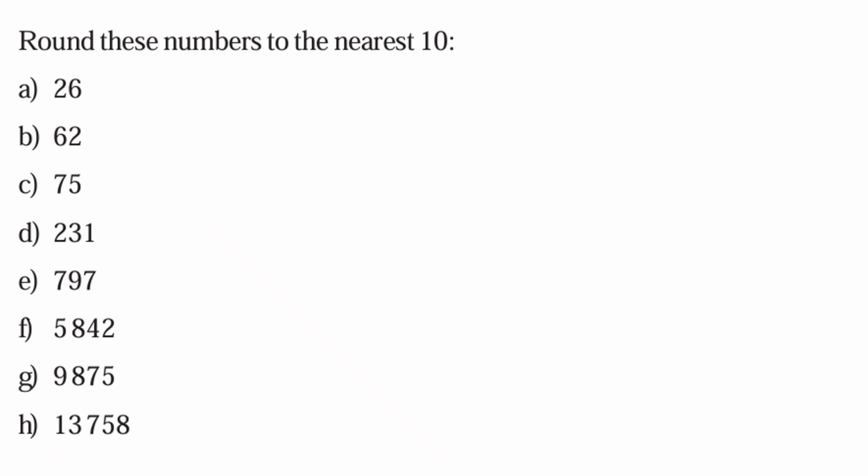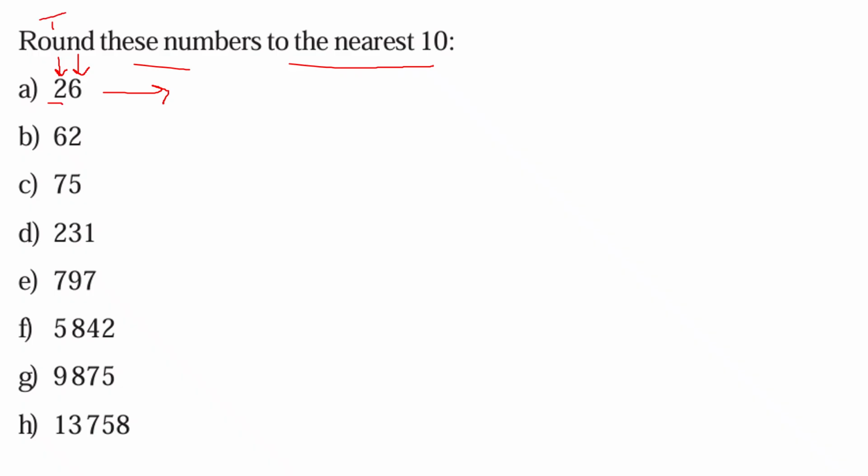Okay, so rounding these numbers to the nearest 10. Part A, 26. Now the key with rounding to the nearest 10 is looking here at our tens column. So we've got 2 tens and 6 units. So that's our tens column, so the 2.